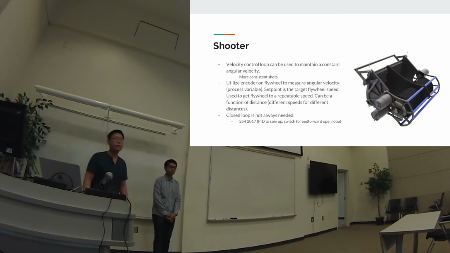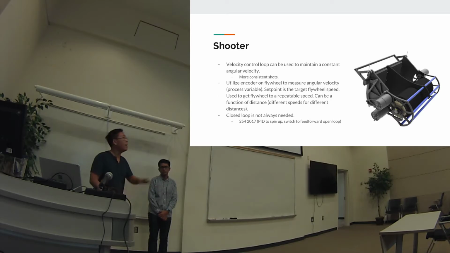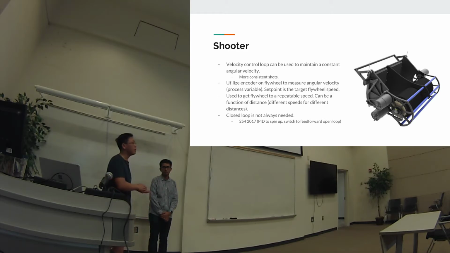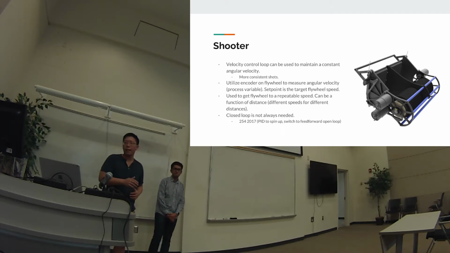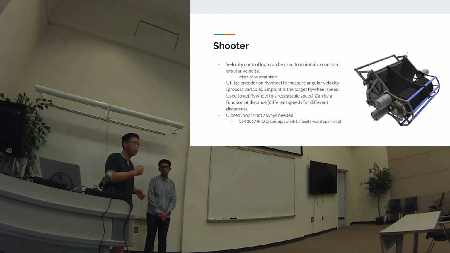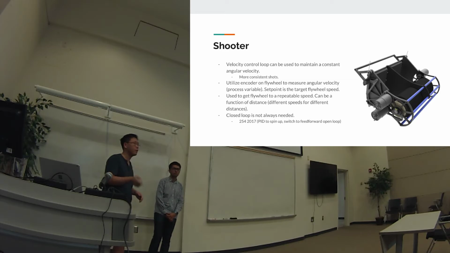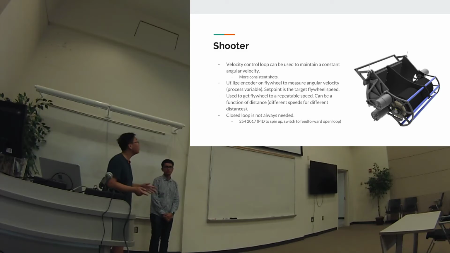And then another type of control loop that's common in FRC is if you have a shooter. That picture is actually 254's shooter from 2017. What you do is you run a velocity control loop. Velocity is a control mode on the Talon SRX, and that can be used to maintain constant angular velocity on your flywheel when you're shooting. So that's for more consistent shots. Normally you use an encoder on the flywheel, measure its velocity, and then run a control loop on that process variable.